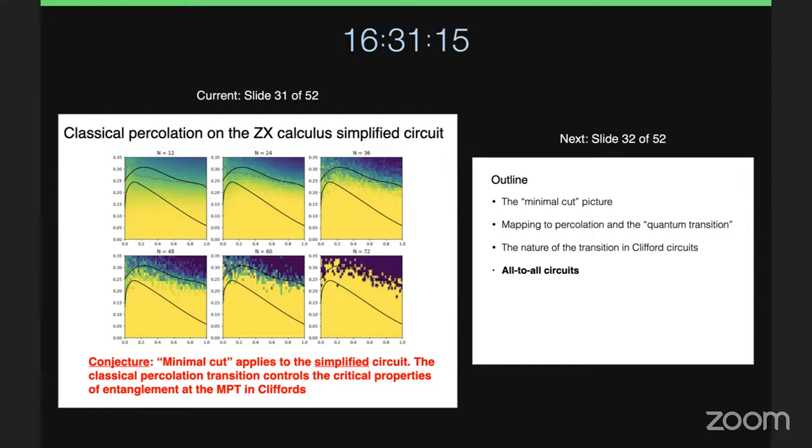And we are now collecting data suggesting that indeed the transition in Clifford circuits is just a variant of classical population transition, which can only be seen in this equivalent simplified circuit.